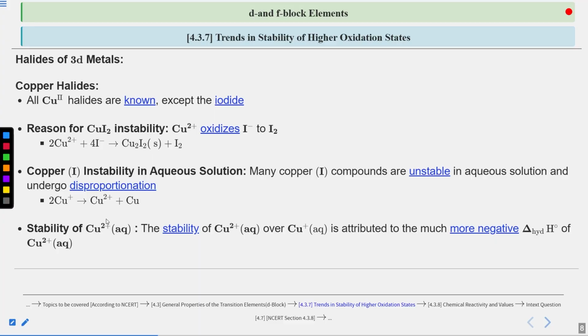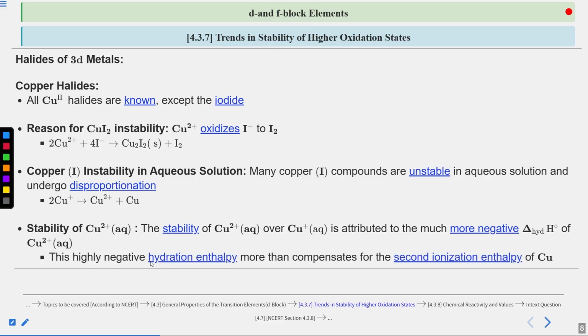Stability of Cu2+ aqueous ions. So the stability of Cu2+ aqueous ions over the Cu+ aqueous ions is attributed to the much more negative hydration enthalpy of the Cu2+ aqueous ions. Okay. So why are the Cu2+ aqueous ions more stable compared to Cu+ aqueous? Because of the more negative value of the hydration enthalpy of Cu2+ aqueous ions.